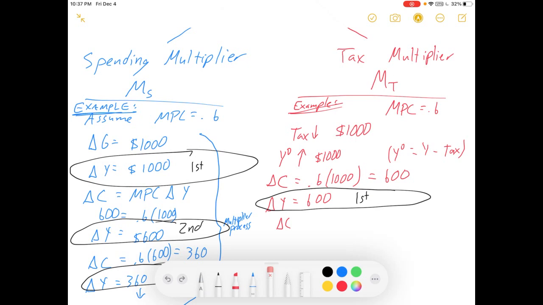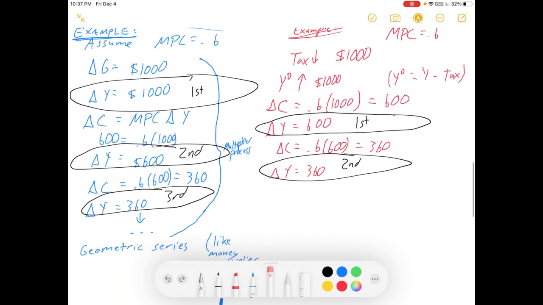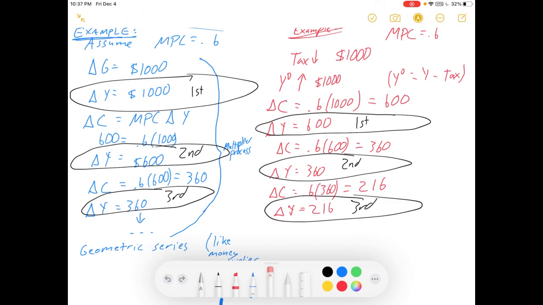Then, consumption will rise because income rose. So 0.6 times 600 is 360. So GDP is going to rise by 360. There's the second round of GDP increase. And then consumption rises by 0.6 times that, $216. GDP rises by $216. There's a third round.